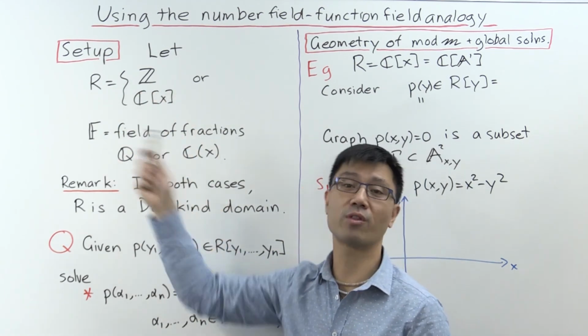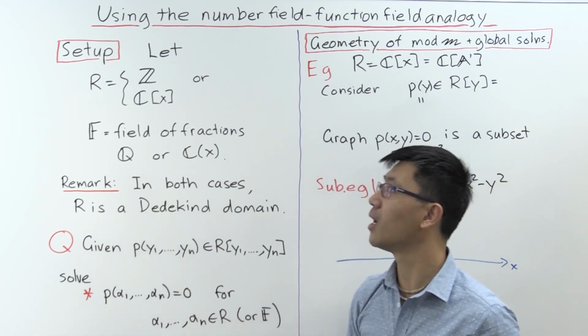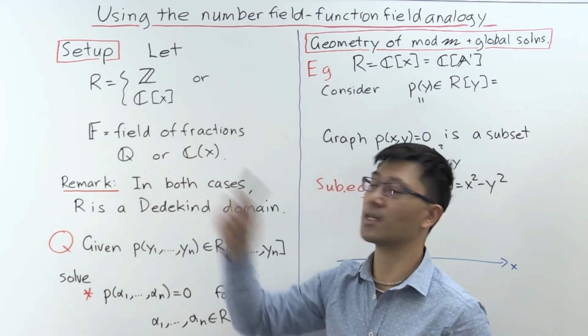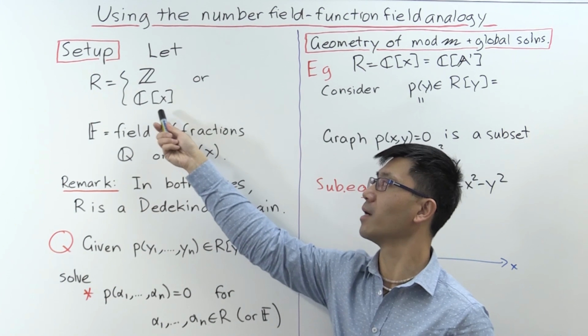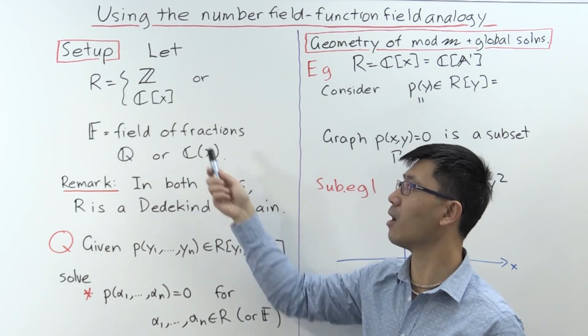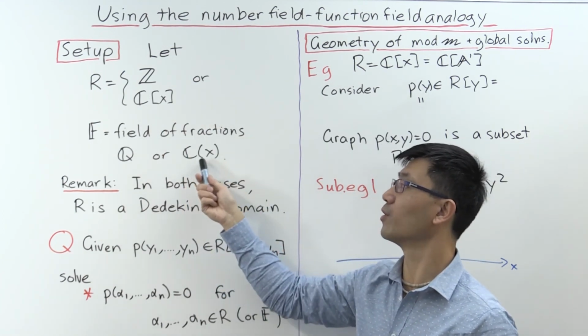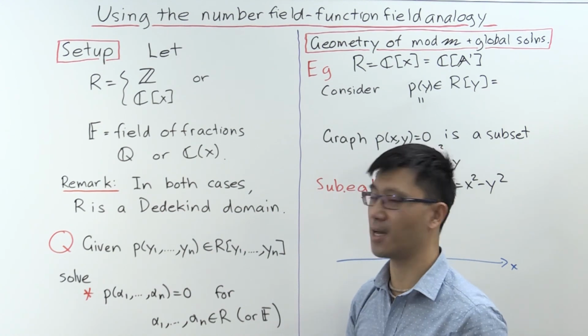Sometimes we prefer to work with the field of fractions, F. So in this case, for Z, of course, that's just the field of rational numbers. And in this case here, you just get the field of rational functions, C(x).